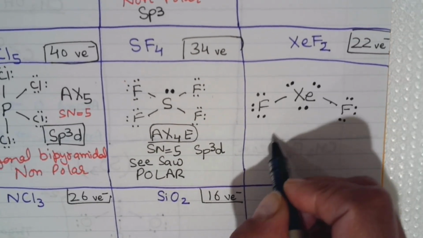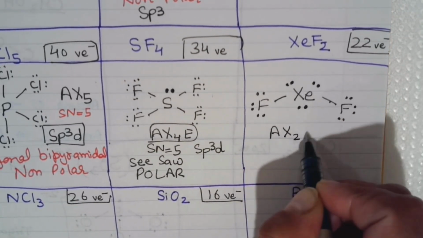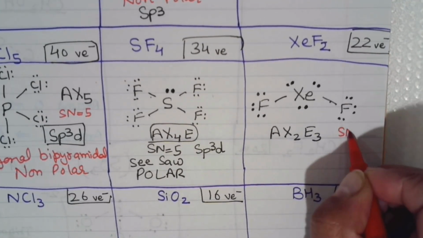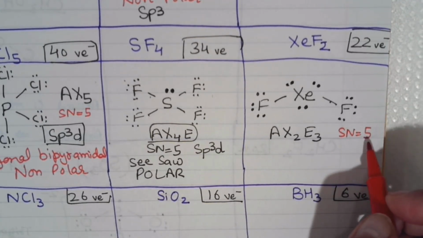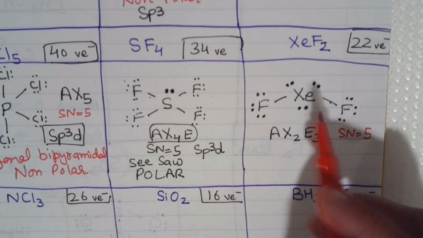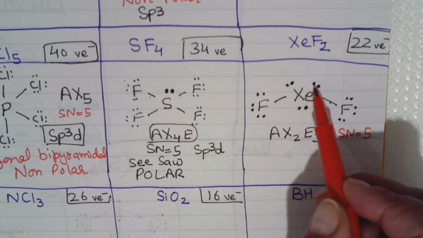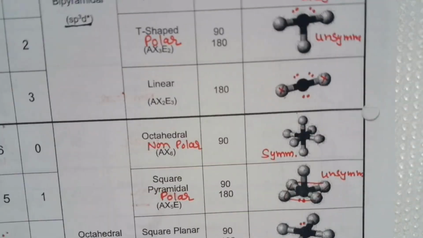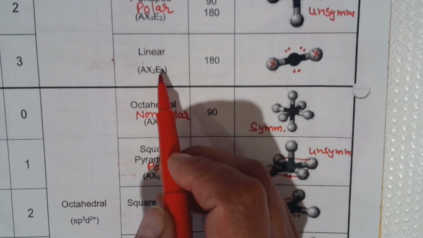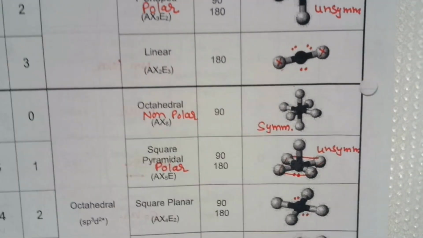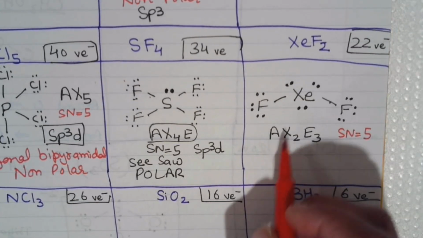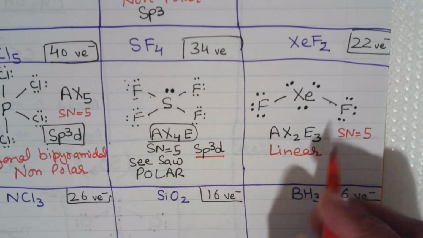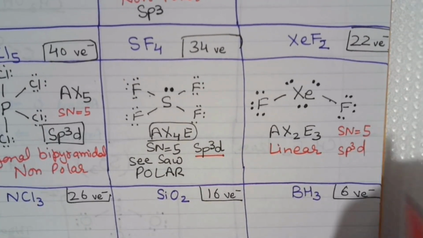Okay. So the AXE formula becomes AX2E3 and the steric number here is 5. Steric number 5 is trigonal bipyramidal. So all the 3 lone pairs sit in the plane of the triangle, right? So trigonal bipyramidal with 3 lone pairs, the shape is linear. You can see that this is a linear molecule. So this shape is linear. And then again the hybridization is sp3d. Okay.